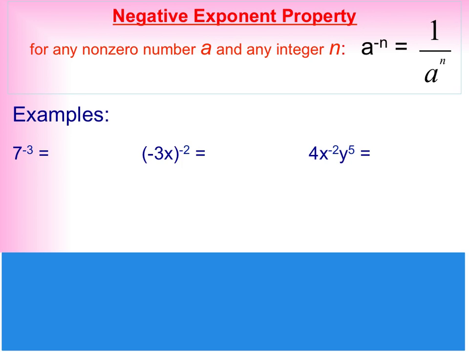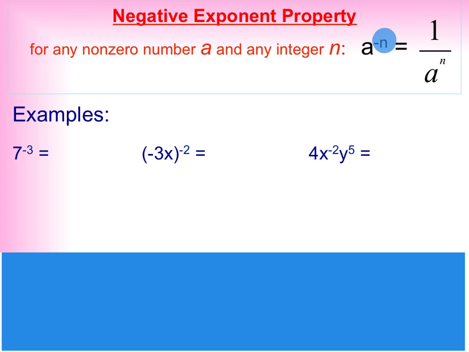So one of the laws of exponents is about negative exponent property, and this property states that for any non-zero number a and any integer n, when you have something raised to a negative power, like a to the negative n, then you technically are taking the reciprocal of that number and rewriting it as something like 1 over a to the n. So basically what it means is when you see that negative power, the negative, all it means is move it to the opposite side of the fraction bar.